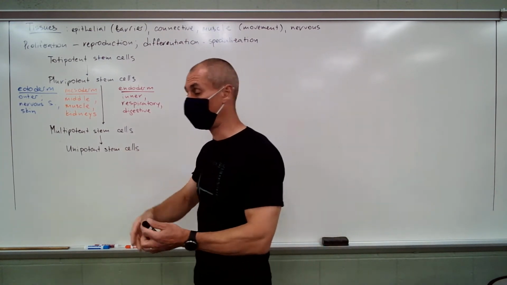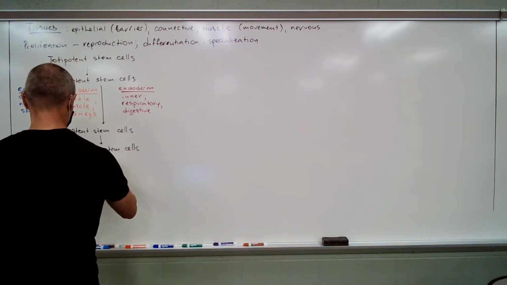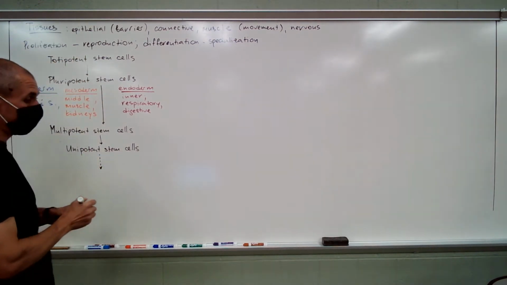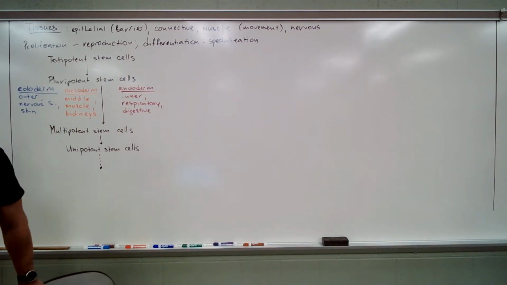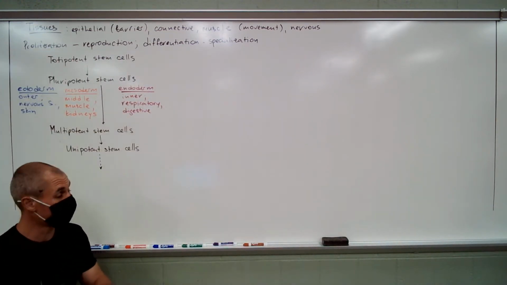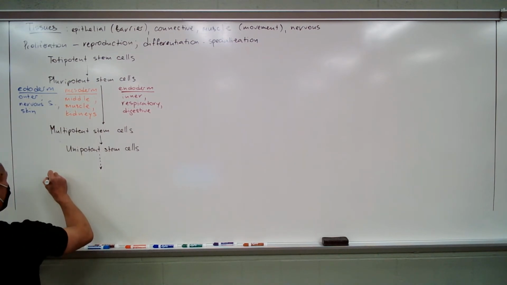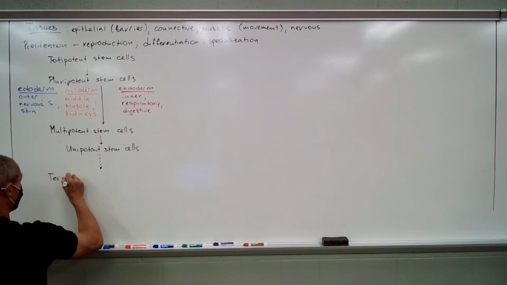And eventually those unipotent stem cells will become, and I put this dashed line, meaning that they can be multiple steps. It's not super important. They become terminally differentiated cells.